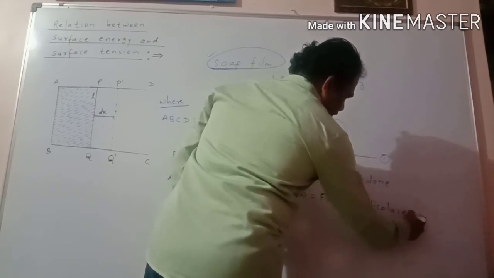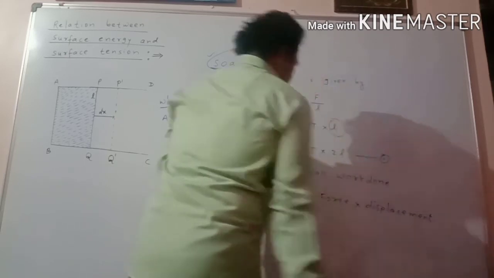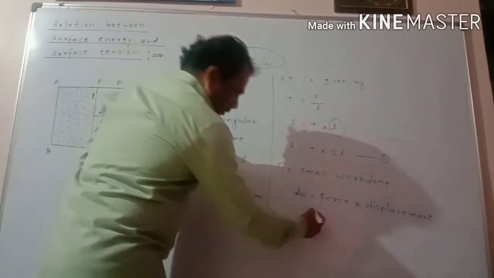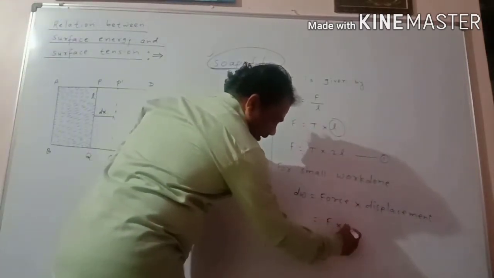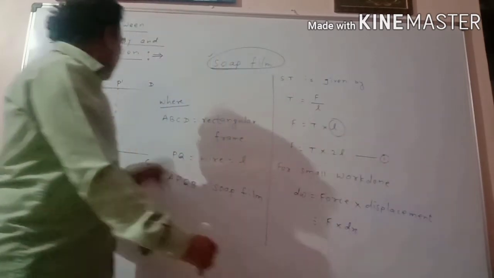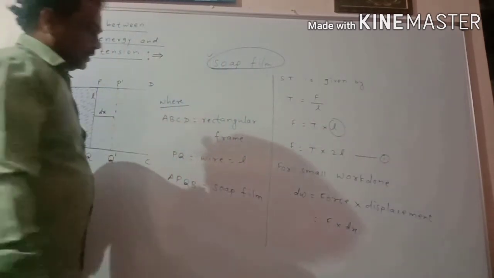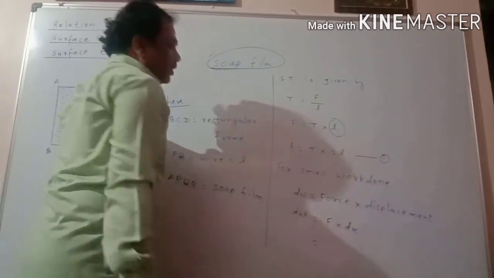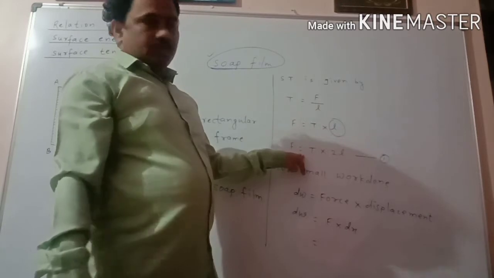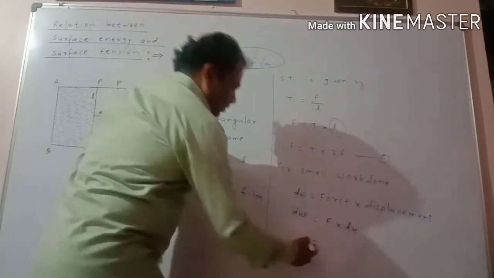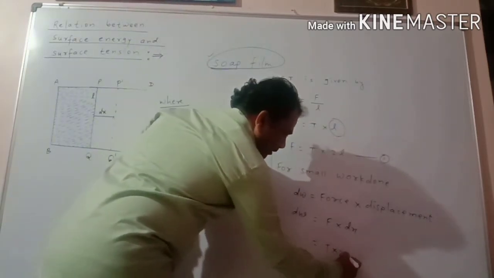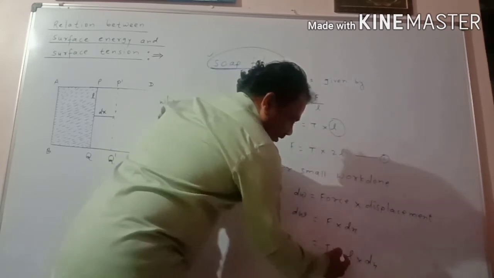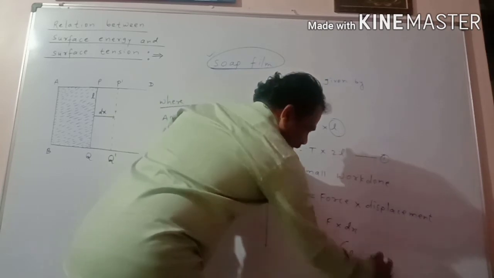Now force multiplied by displacement. Here we can write F multiplied by displacement, which is represented by dx. Dx is the displacement. So this is for small work done. The force we already calculated in equation number one. What is force? T into 2L. So just put here T multiplied by 2L multiplied by dx. Concentrate on 2L into dx.